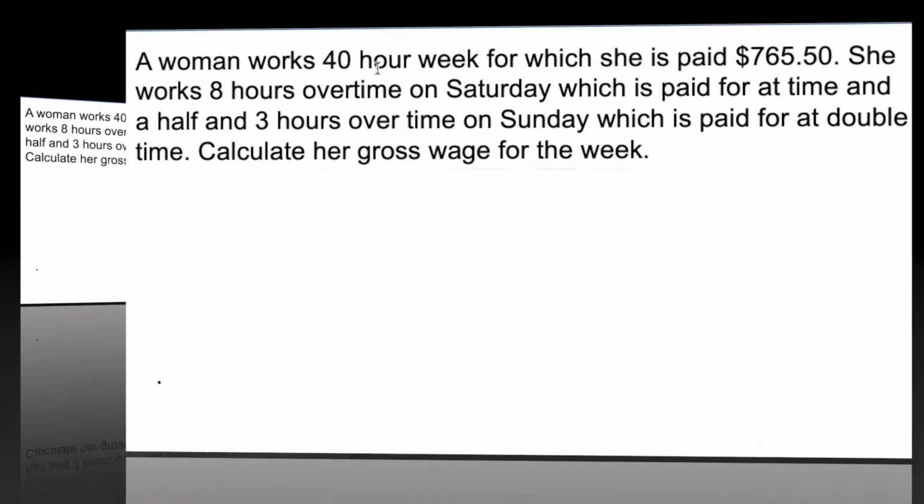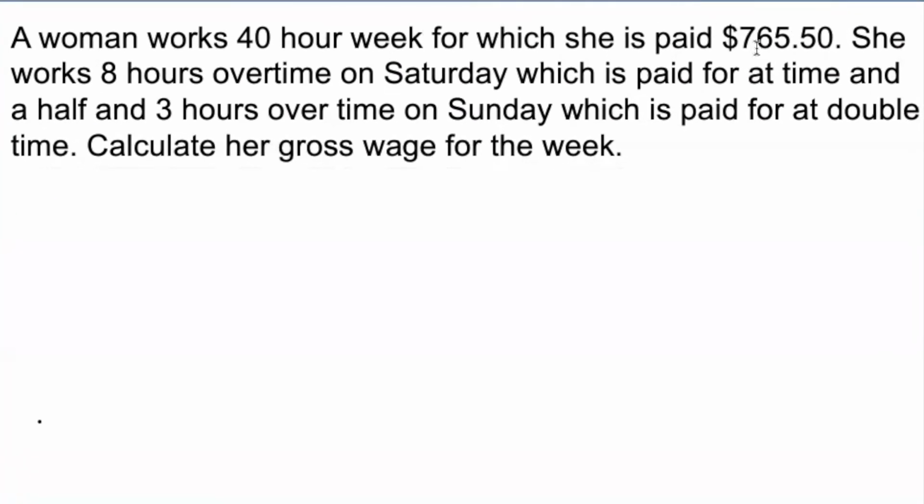A woman works 40 hours a week for which she is paid $765.50. She works 8 hours overtime on Saturday, which is paid for at time and a half, and 3 hours overtime on Sunday, which is paid for at double time. Calculate her gross wage for the week. So how much is she carrying home for the week?